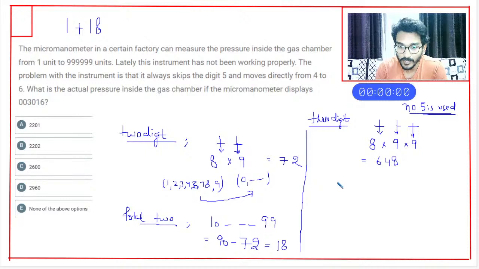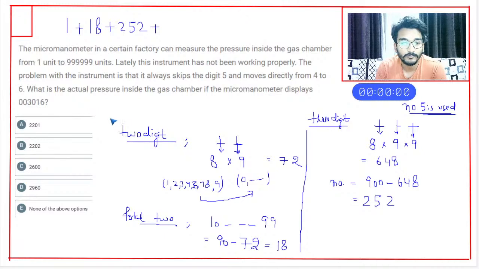But we need a 5. So how many numbers are there? Total numbers are how many? 900, we know. From 100 till 999, there are 900 numbers. When I subtract, how much is it? 10 minus 8, 2, 9 minus 5, 4, and 8 minus 6, 252. So those 252 numbers are there.